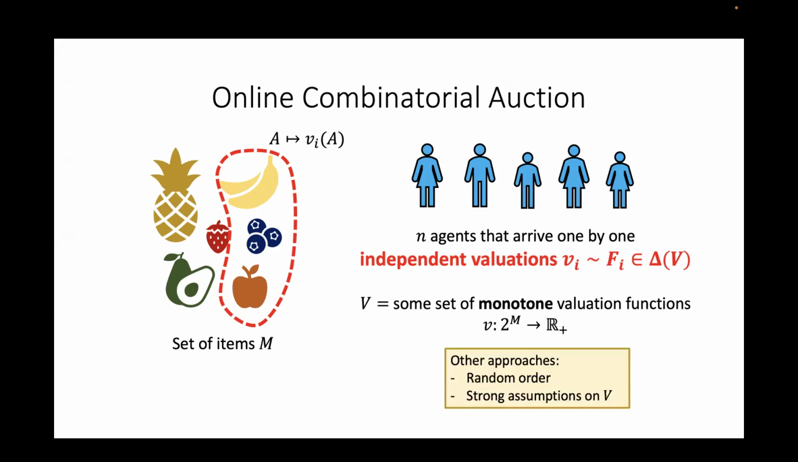But there are, of course, other ways of getting around this adversarial input. You can think of random order; there is literature on that. Or you could make strong assumptions about the support. For instance, you could assume all values are either 1 or 2. And there, of course, you can get a 1/2 approximation. Here I will talk about this Bayesian setting where valuations are drawn from known distributions.